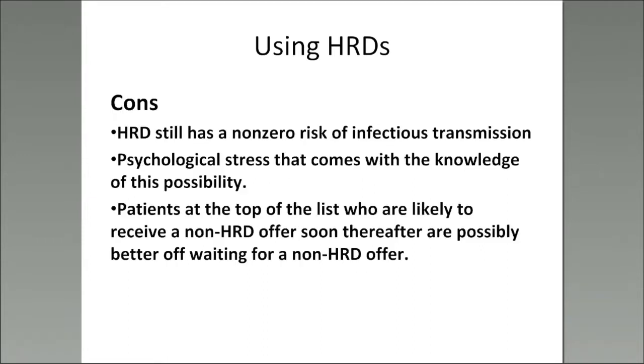The cons are that a high-risk donor still has a non-zero risk of transmission. There might be some psychological stress that comes with the knowledge of that possibility, and that could be stress in the physician who accepts those organs, or in the patient who accepts those organs. And the other thing is that a patient at the top of the list may receive a non-high-risk donor offer soon after, and so could be better off waiting for a non-high-risk donor offer.